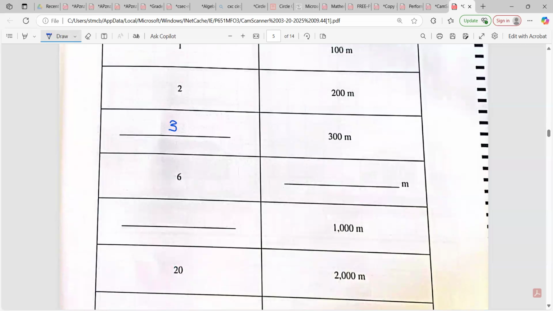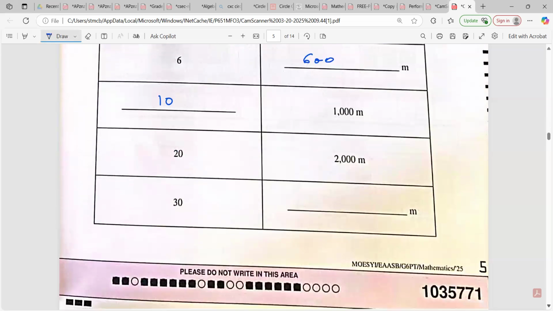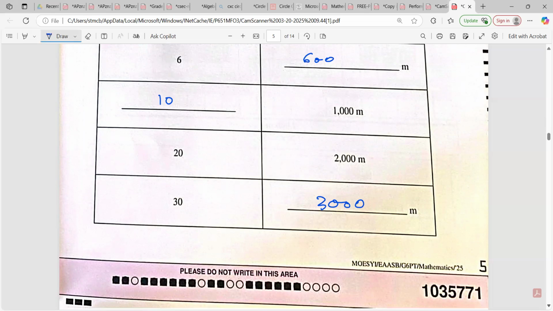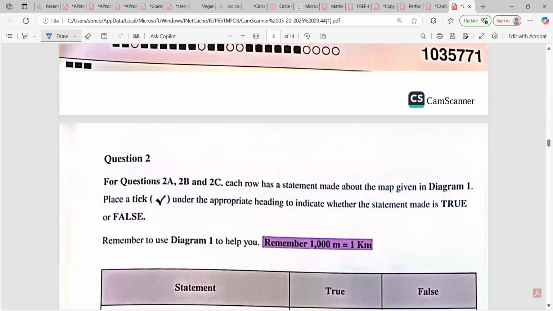For 6 units, it would have been 600 meters. For this one, it would have been 10 units. And for the final one, it would have been 3,000 meters. Alright, so that was good.